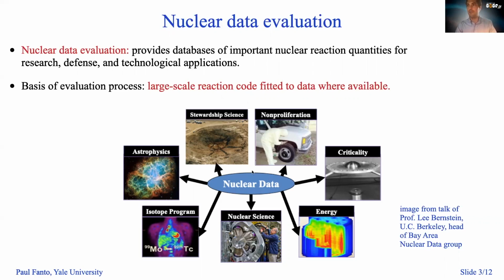The wide impact of nuclear data is shown in this figure, which I took from Professor Lee Bernstein, who's at UC Berkeley and is the head of the Bay Area Nuclear Data Group. And he makes the point that nuclear data impacts not only nuclear science and nuclear astrophysics, but also the stockpile stewardship science program, where nuclear data is used to model nuclear weapons, non-proliferation, where nuclear data is used to design detectors sensitive to fissile material, nuclear energy, where nuclear data is important for validating novel reactor designs, and even medical isotopes, where nuclear data is used to study the production of important theranostic isotopes.